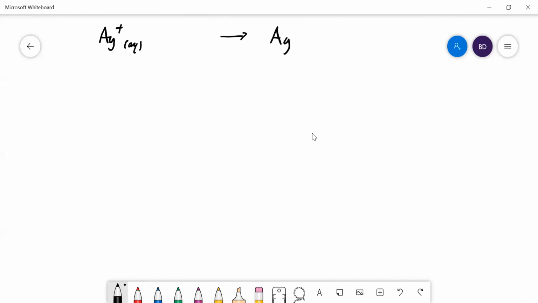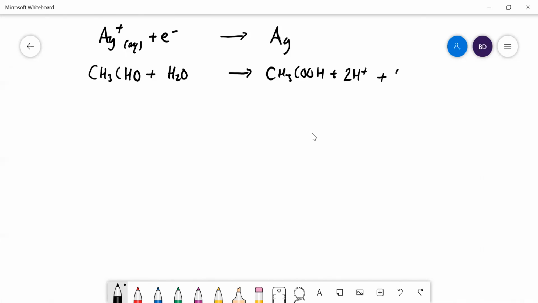So what do we need to do to balance that half equation? Easy, no oxygens or hydrogens to worry about, just put an electron in there. Then we had the aldehyde one we had before, didn't we? I think it was H2O, and it gave you the carboxylic acid and 2H plus and 2 electrons.